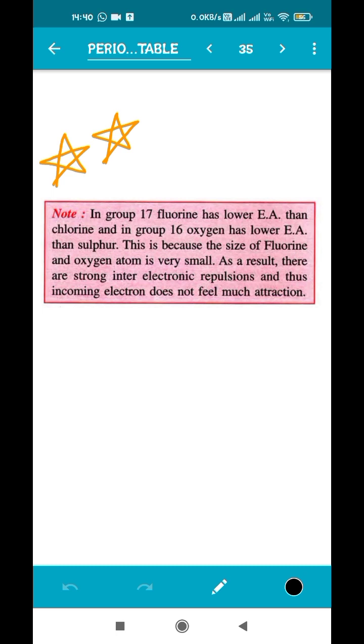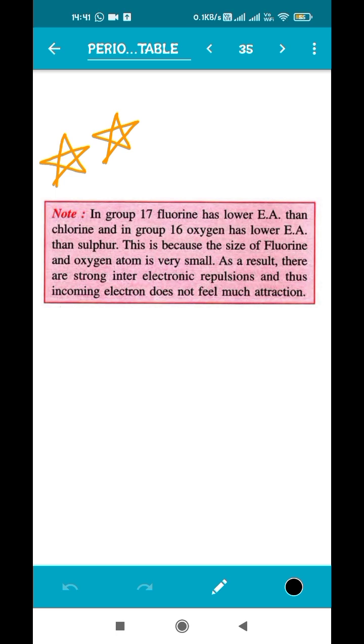So there is a very special characteristic which we are going to learn regarding fluorine and oxygen. In group 17, fluorine is at the topmost position. So as a result, it should have the highest electron affinity because we just saw that electron affinity decreases down the group. But what has been said, let's see. In group 17, fluorine has lower electron affinity than chlorine, and also in group 16, oxygen has lower electron affinity than sulfur. Both of these are the first elements of their respective groups, but instead of having the highest electron affinity in that particular group, it has a little lower than the second element.